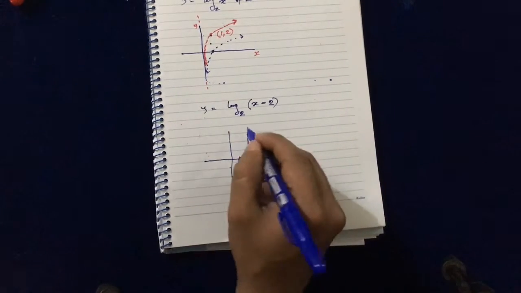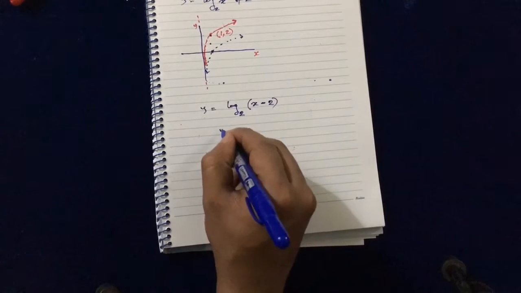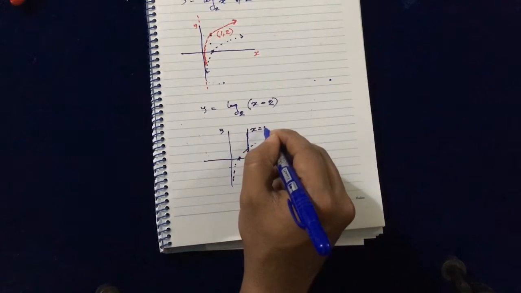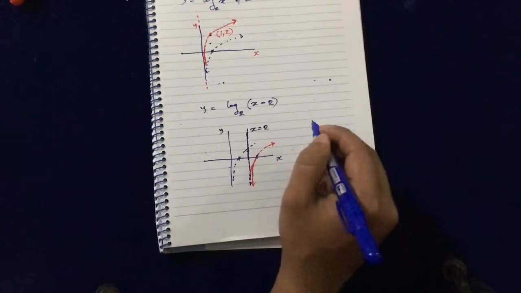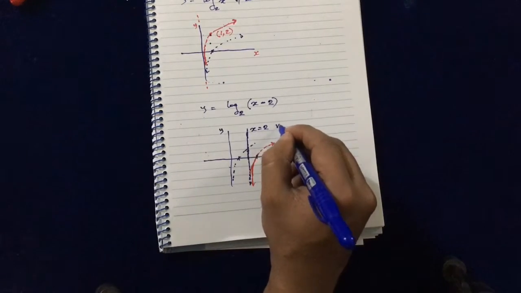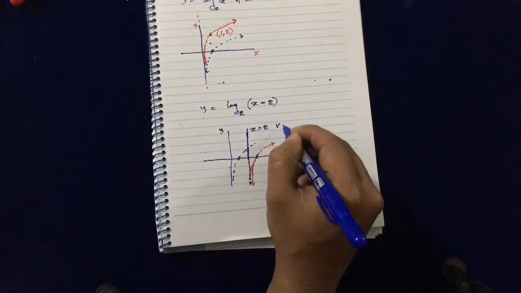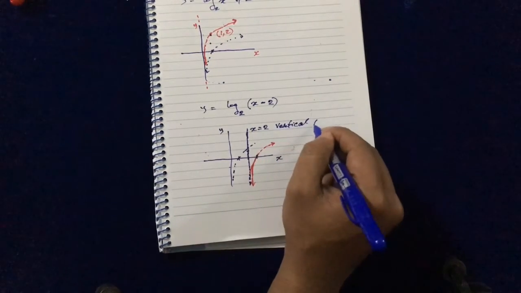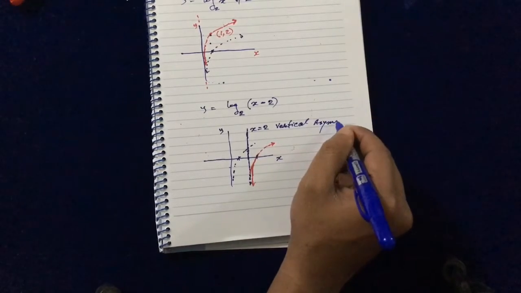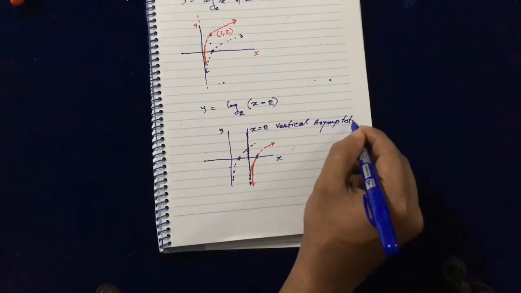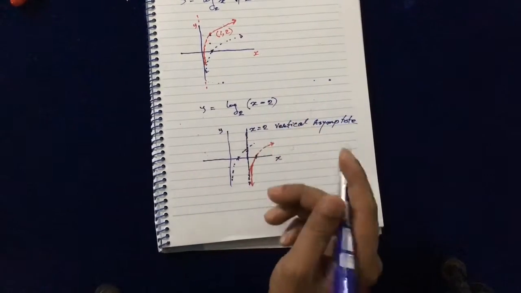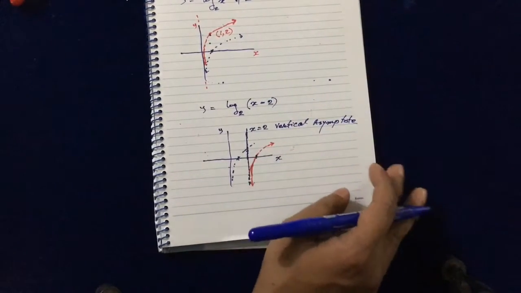Let me explain what it means. So this is our x-axis, this is our y-axis, but x equals 2 is the vertical asymptote of this graph. Okay, so when the graph shifts, its asymptote also shifts. So this is the final graph of these functions.